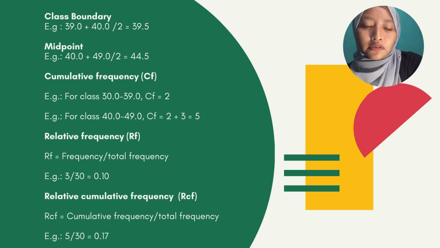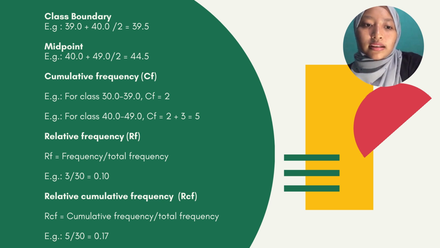For relative frequency, you can get it by dividing the frequency by the total frequency. So for class interval 40 to 49, the frequency is 3, meanwhile the total frequency is 30. So you divide 3 by 30, you will get 0.1.